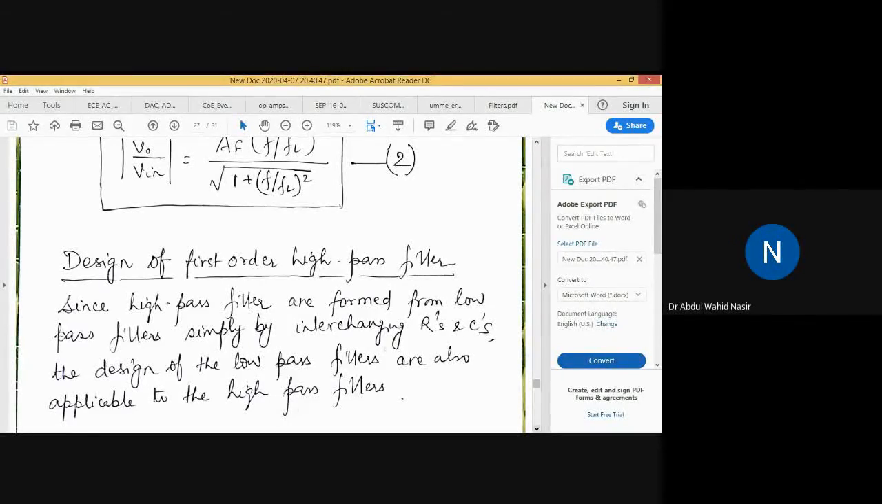Okay. Any doubt? Any doubt in first order high pass filter? If no doubt, then we will go for an example, and then we'll start with the second order high pass filter. Any doubt? No doubt. Okay. So now we will see one example.